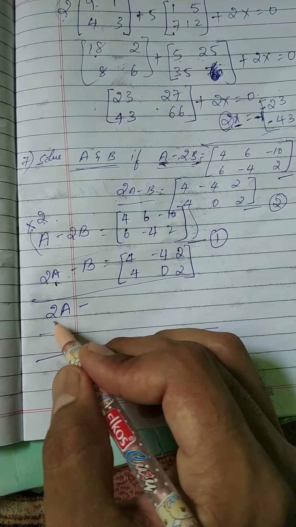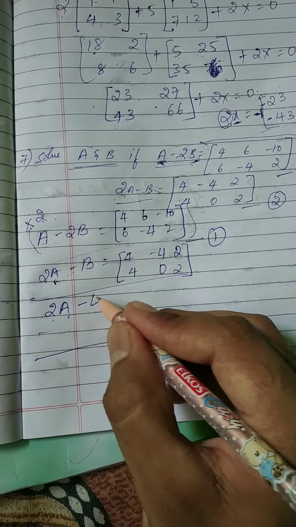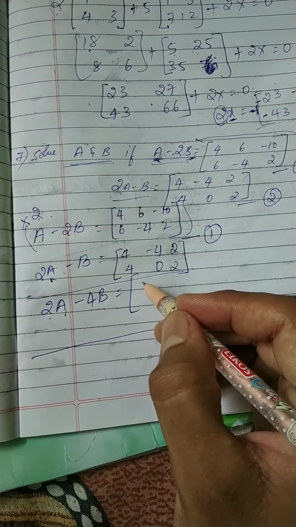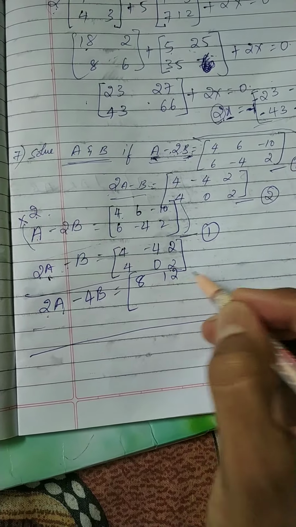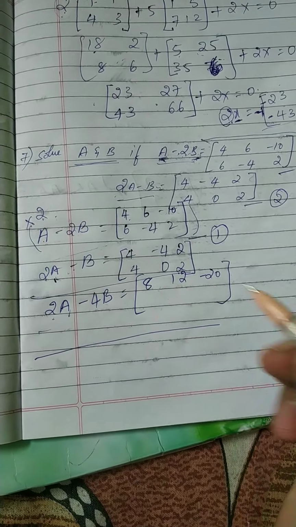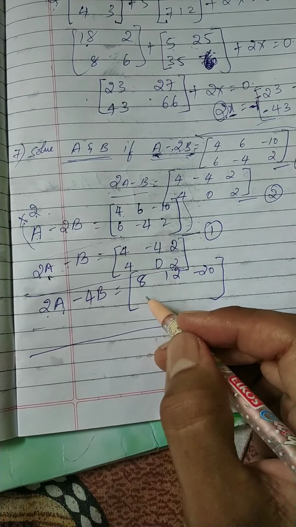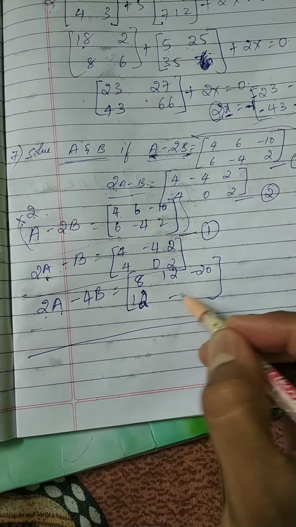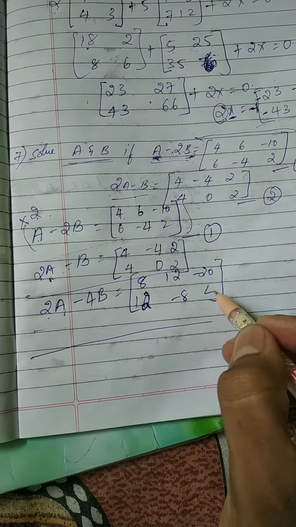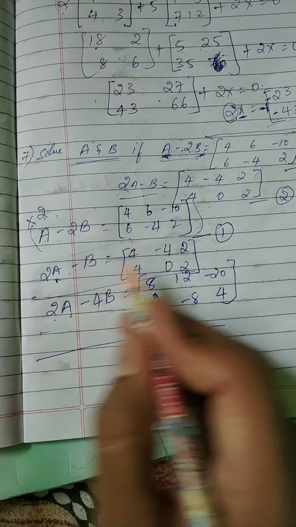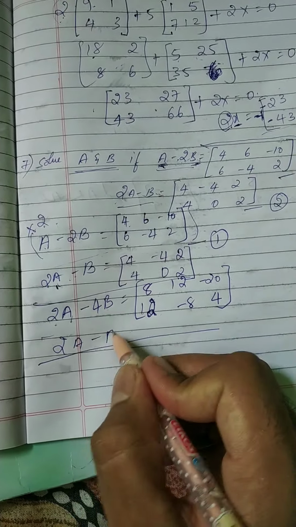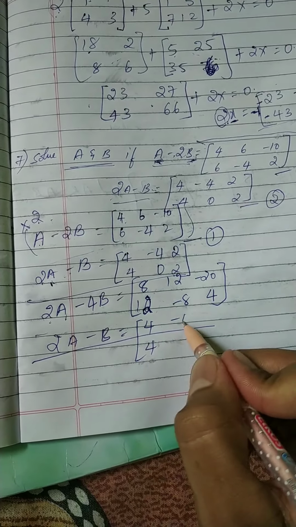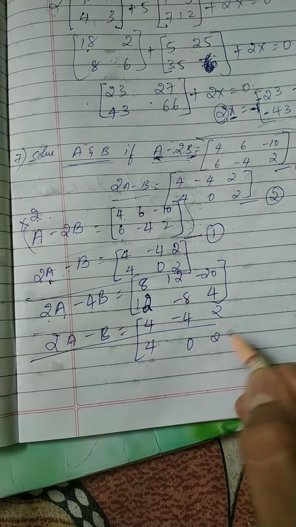Now look what happens. Everything changes. 2 ones are 2, that is 2A. 2 twos are 4B is equal to, now what will be the matrix here? Even this will be multiplied with 2. So it becomes 2 4s are 8, 2 6s are 12, 2 10s are minus 20. Again 2 6s are 12, 2 6s are 12, and 2 4s are minus 8, and 2 2s are 4. Then this will be as usual, 2A minus B is equal to 4, minus 4, 0, 2 and 2.